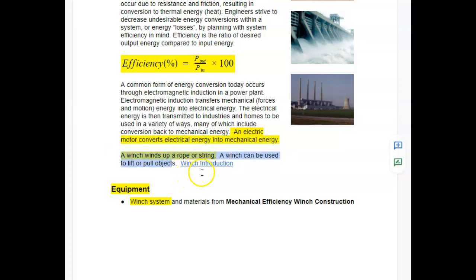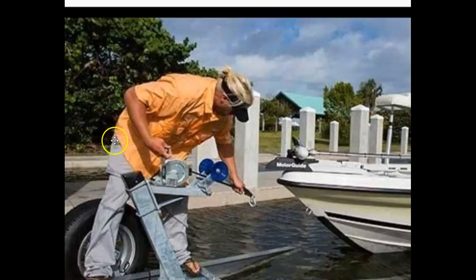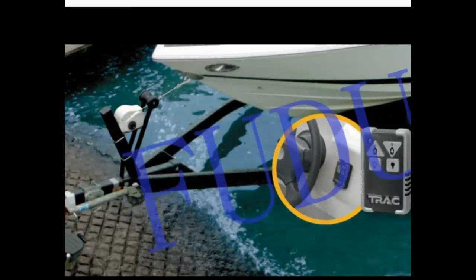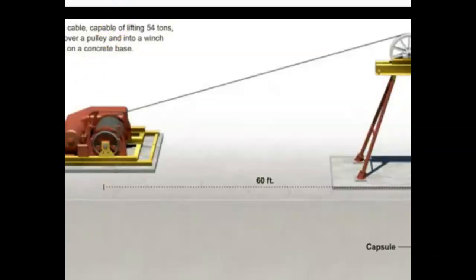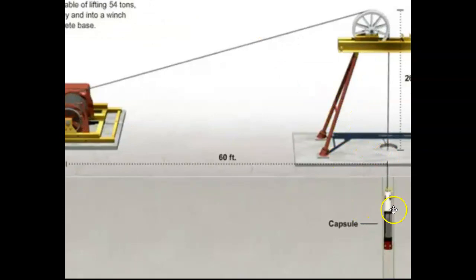So here, this is what we're going to use. And we can actually go to the winch intro, and you can see some of the pictures of things that people do. So here's a winch that the guy has an electric motor on that winds this up and pulls in a boat. Another example here showing how it has a remote control, and so this electric motor can be controlled to wind up the boat remotely. Here's another winch in which steel cable is used to wind this up, and in this case, that steel cable is wound up to lift something underground.